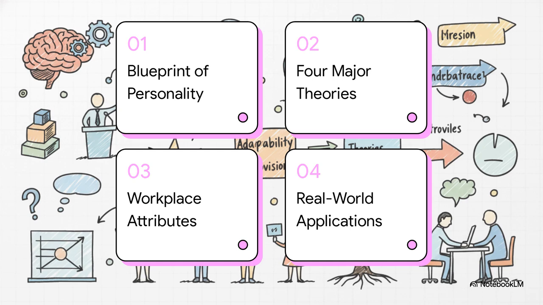We'll hit 1. The blueprint of personality, 2. 4 major personality theories, 3. Attributes driving workplace behavior, and finally, 4. Real-world workplace applications. Let's just dive right in.